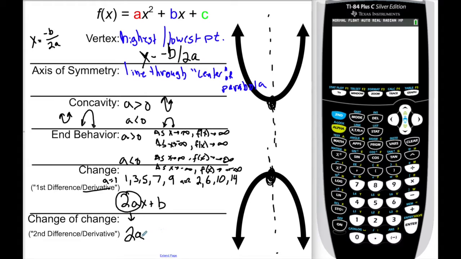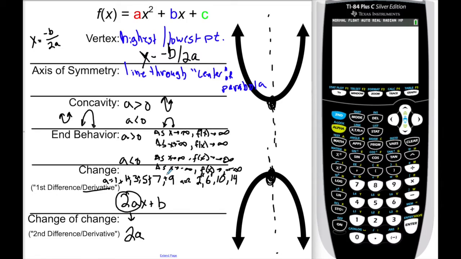So that's interesting, right? So we talked about this constant second difference, right? The change of the change. So the change, first you're adding 1, then you're adding 3, then you're adding 5, then you're adding 7, then you're adding 9. So what you're adding is going up. You're adding 4, you're adding 4, you're adding 4, okay?